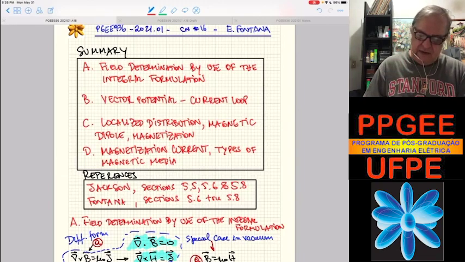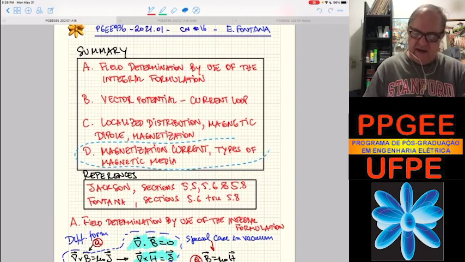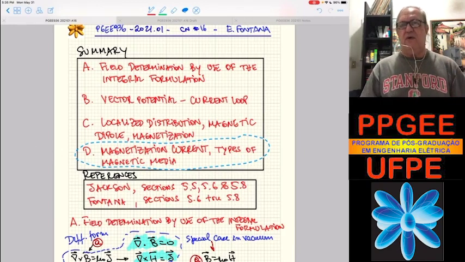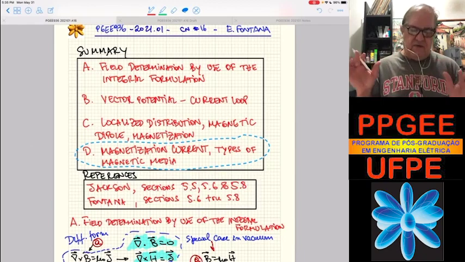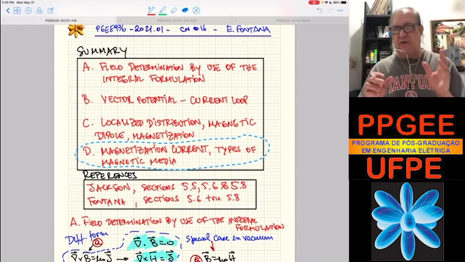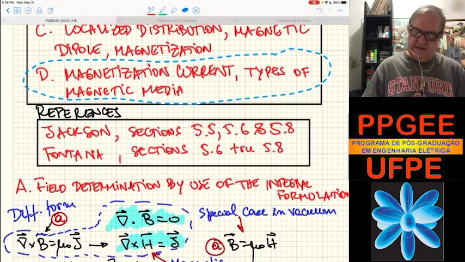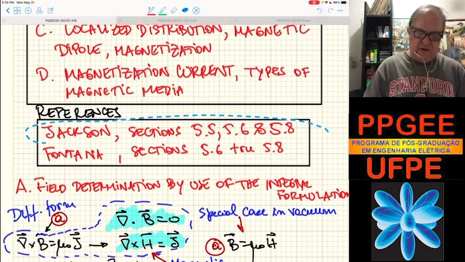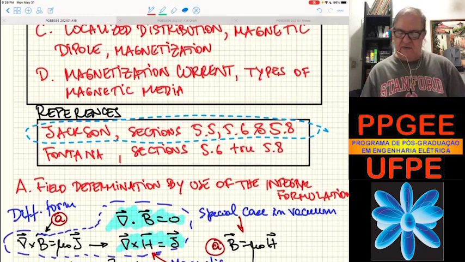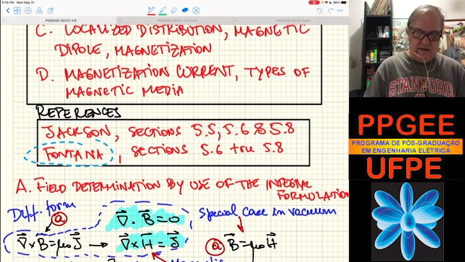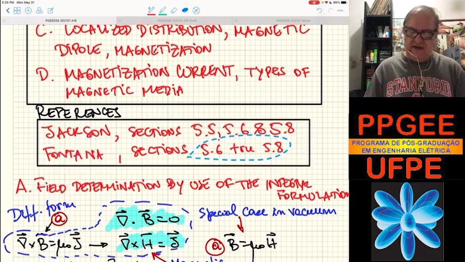And finally, we are going to talk about this concept of magnetization currents, and that's when we are going to finally derive Maxwell's equations for magnetostatics with or without material media, general formulas. And we are going to briefly comment on typical types of magnetic material. References for this class: Jackson, obviously, sections 5.5 through 5.6 and 5.8, and our ebook, sections 5.6 through 5.8.